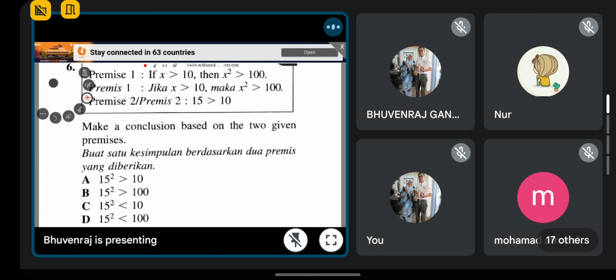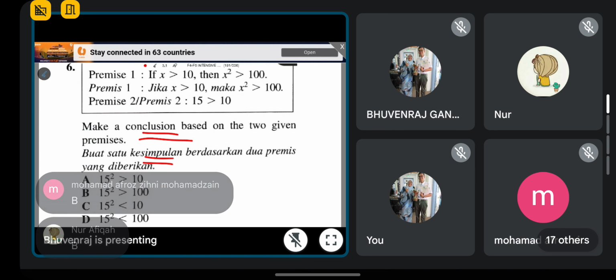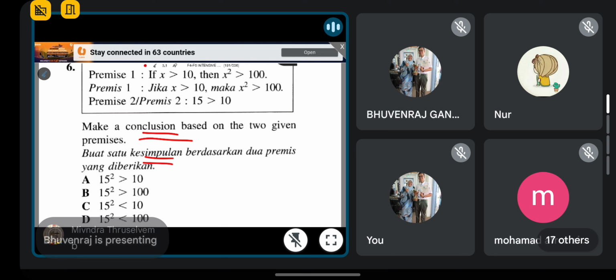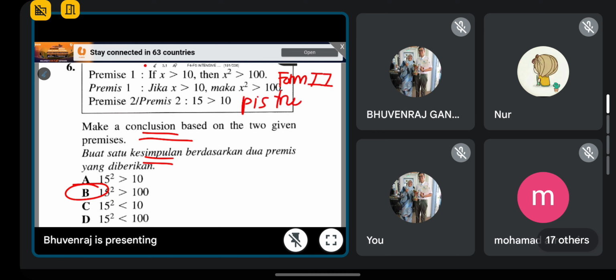Okay, this one. Conclusion now, guys. Kesimpulan. What is the conclusion you can make from this statement? Okay, Afo says B. Okay, yes, correct. Answer is B, guys. Very good. Okay, jawapan B. Okay, so you can see that this is actually the format of number 2. Okay, bentuk kedua. This one is P is true. And then this one will be your Q is true. Okay, pernyataan Q adalah benar. Okay, so you just choose accordingly.